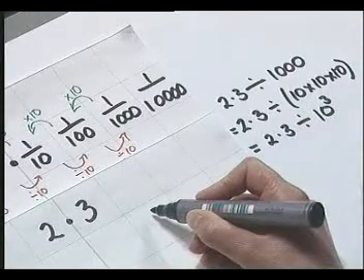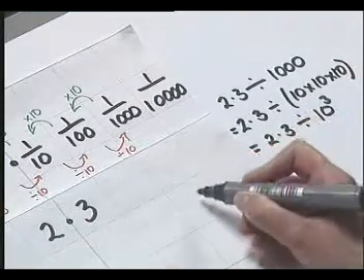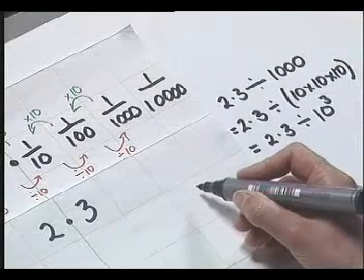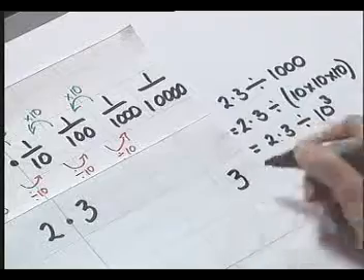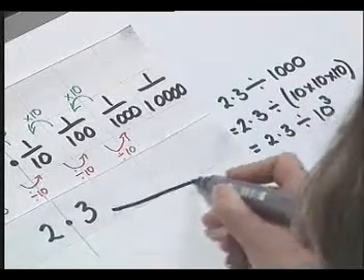Well, if we take our 3 tenths, divide by 10, it moves to the hundredths column. Divide by 10 again, it goes to the thousandths column. And divide by 10 again, it moves to the 10,000ths column.